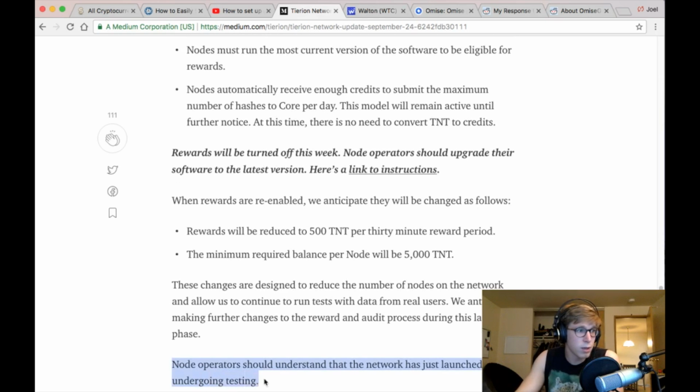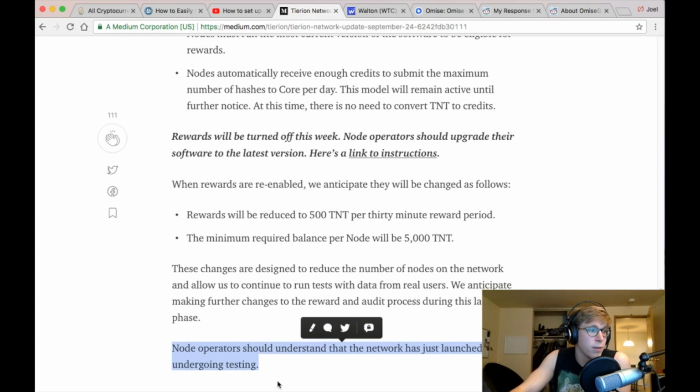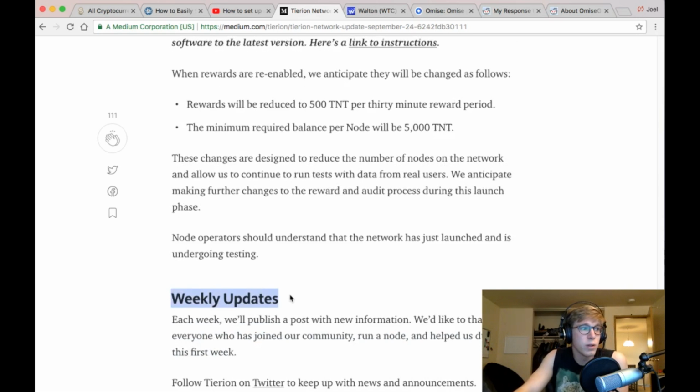And they say here, node operators should understand that the network has just launched, and it's undergoing testing. So they're still in their testing phase. They're still trying to figure things out, and they're doing the best they can. So this is also nice.